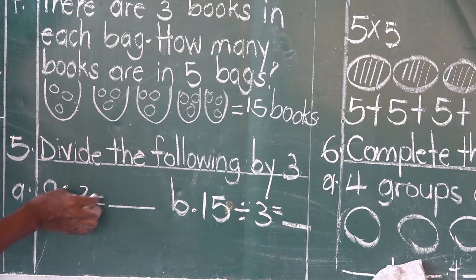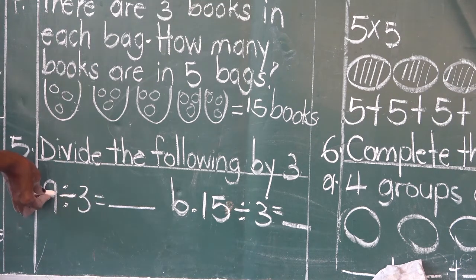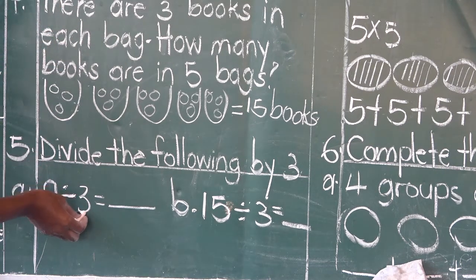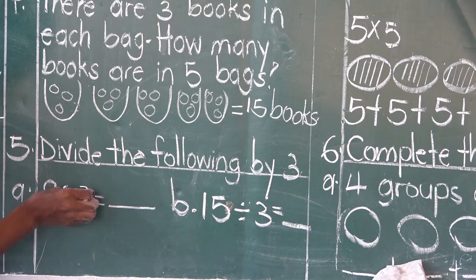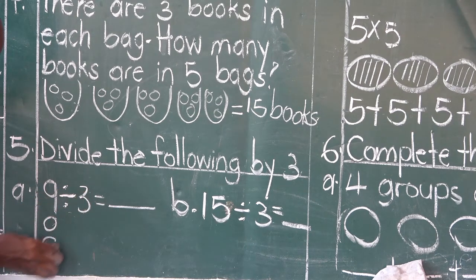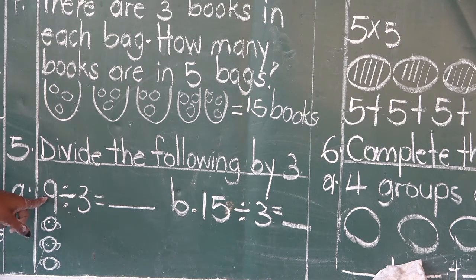Let's look at 9 divided by 3. The first number is for the sweets and the next one is for the heads. Even if they tell you to divide by 5 or any number, the number they put here is the number of heads you will draw. Now this is 9 divided by 3. We are drawing our 3 heads, and we are going to give these 3 heads the 9 sweets.